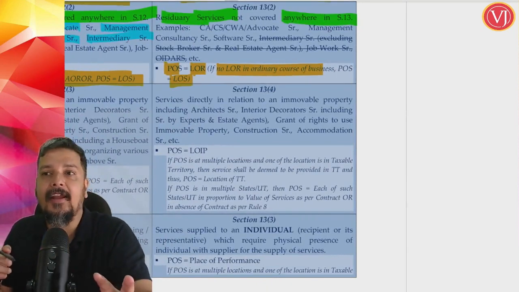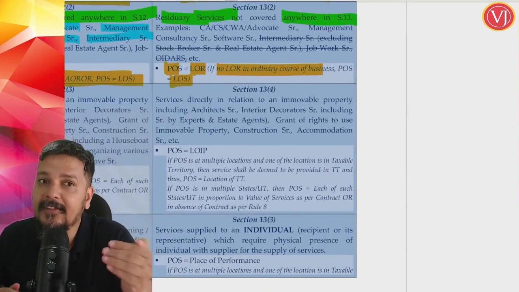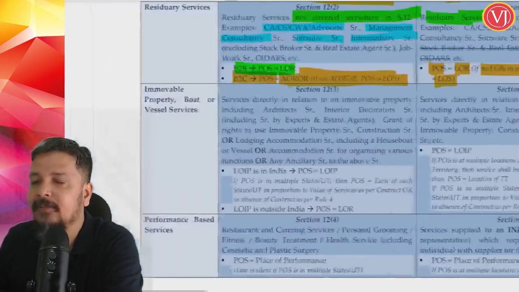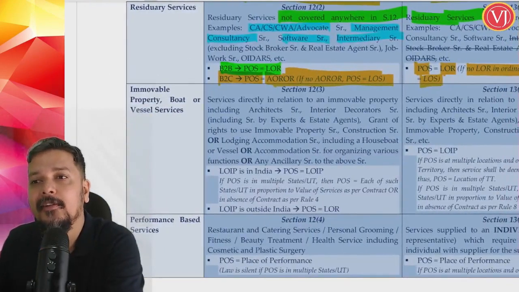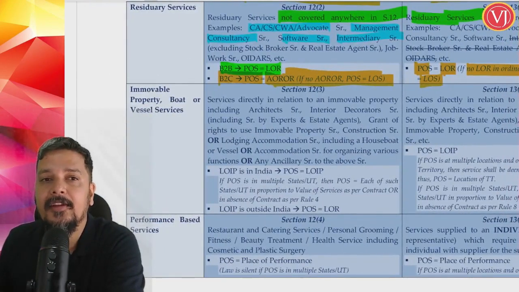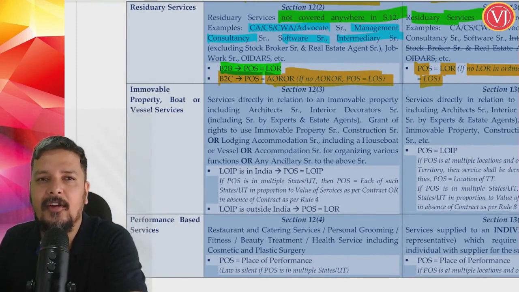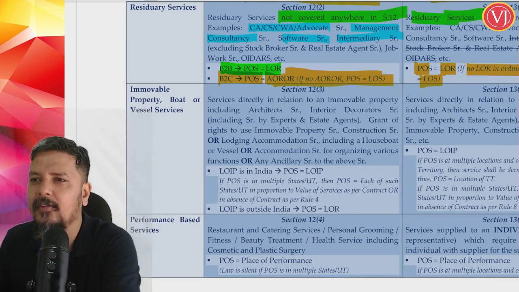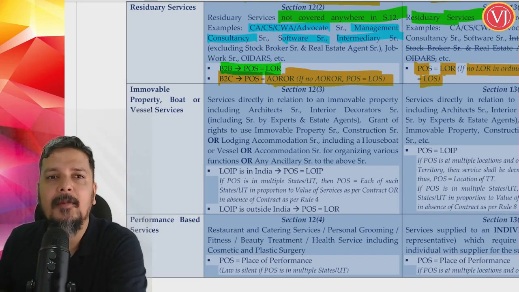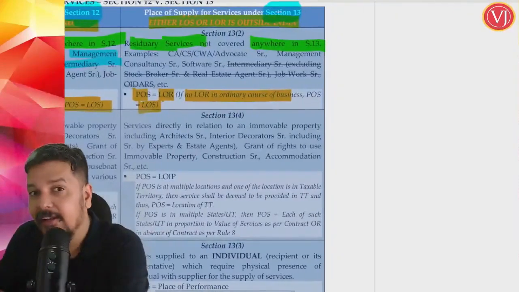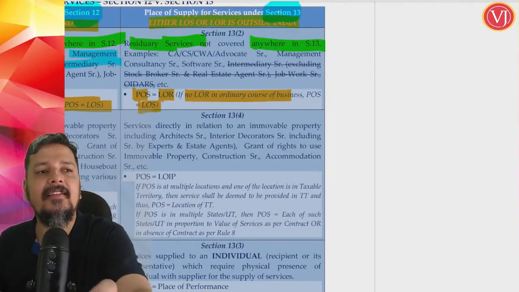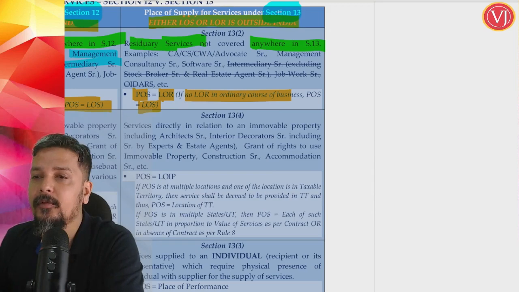Prima facie, you find the answer same if you see the second part of the transaction. The first part of the transaction was B2B, location of recipient. B2C, indirectly it was location of recipient. When you talk about address on records of the recipient, it is nothing but location of recipient. If not available, go with LOS. You'll find it is very similar to that. The only thing is they don't try to segregate that into B2B and B2C.